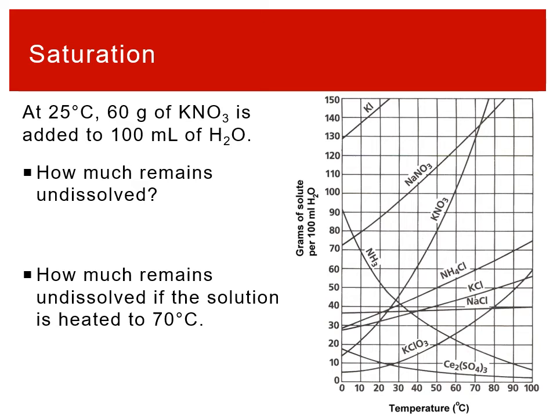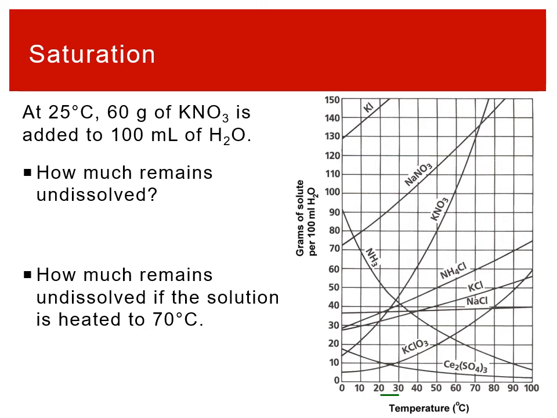Beyond that, we want to not just figure out can it all dissolve, but think how we would make it, how we can affect changes in solubility, especially using temperature. So at 25 degrees Celsius, 60 grams of KNO3 is added to 100 milliliters of water. So first, how much remains undissolved?